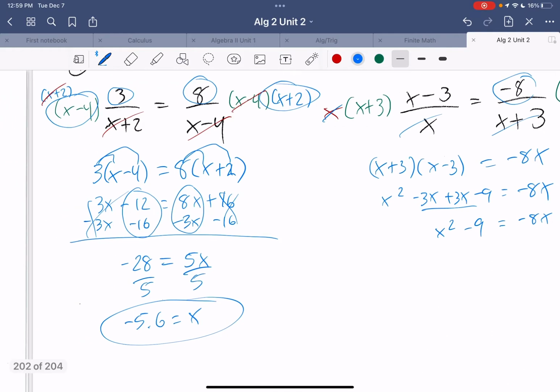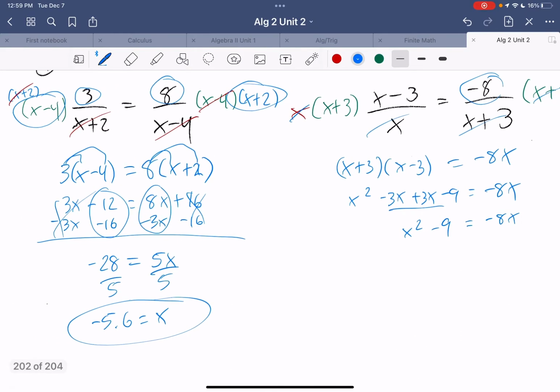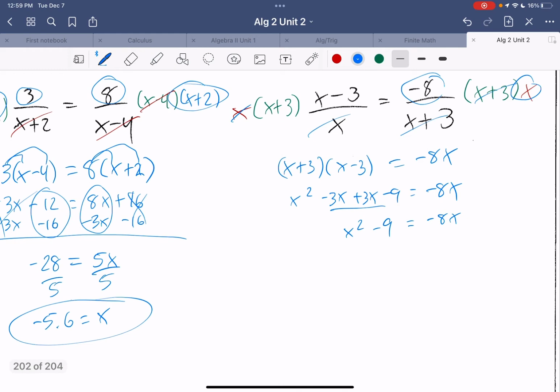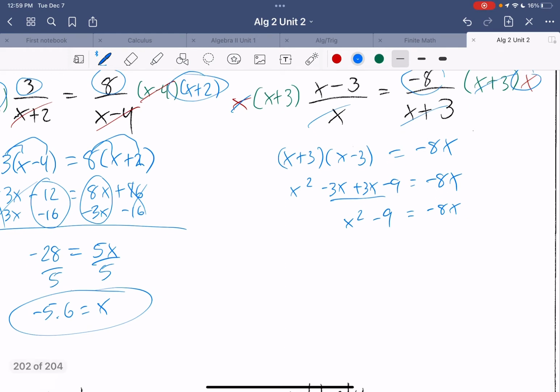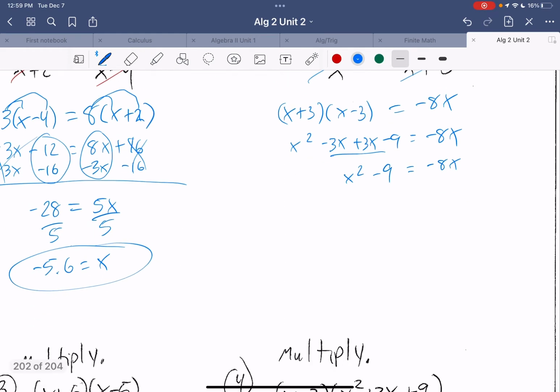The last one was linear, so I could just move things to the opposite sides. But here, I got a quadratic, I got all the parts of the quadratic, and we set our quadratics equal to 0. So I'm going to add over the 8x. So I get x squared plus 8x minus 9 is equal to 0. Then this factors. If it doesn't factor, you got to use the quadratic formula or something, but this one factors.